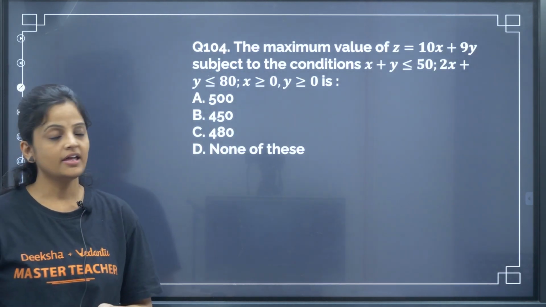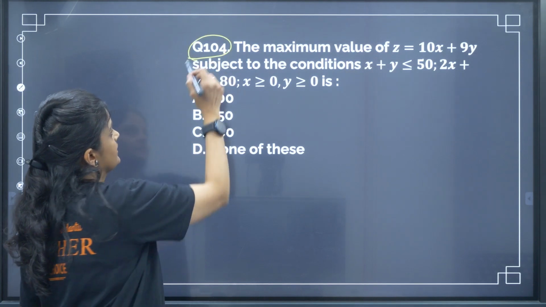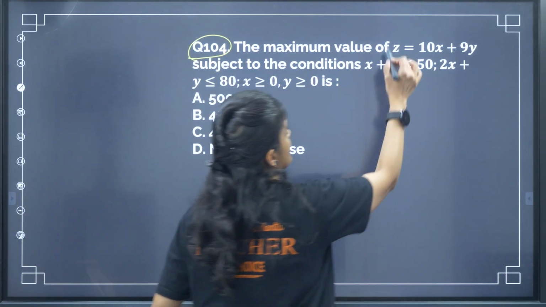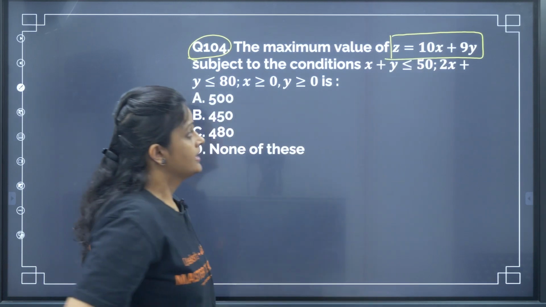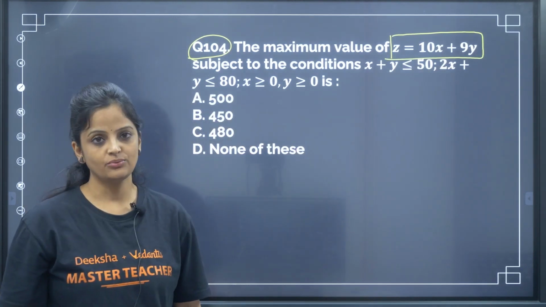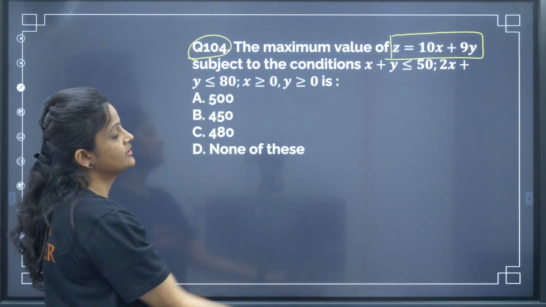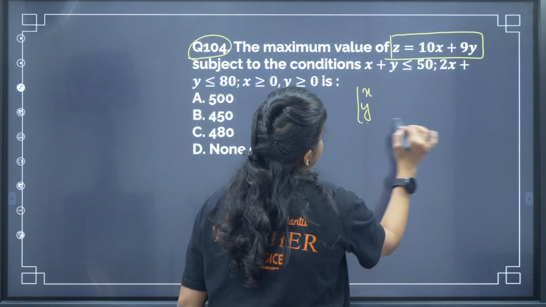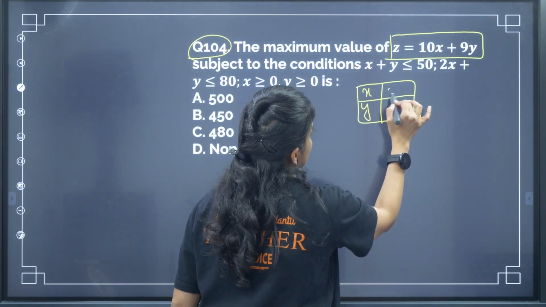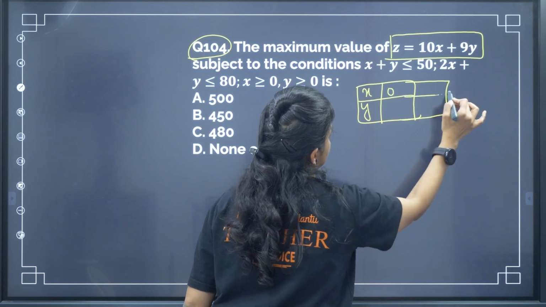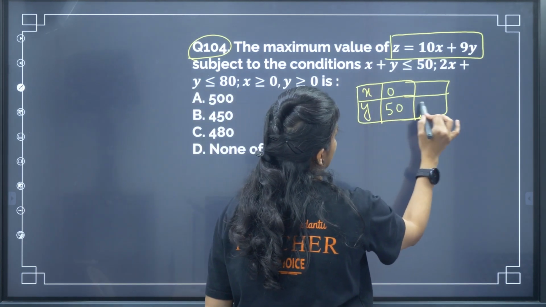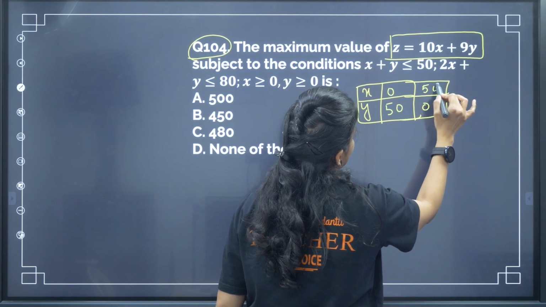Okay. 104th is graphical. The maximum value of this Z is equal to 10x plus 9y, the equation, subject to the constraints given. So constraints are like this. Put x is equal to 0. You are used to these boxes, I think, right? So when x is 0, y will be 50. When y is 0, x will be 50.